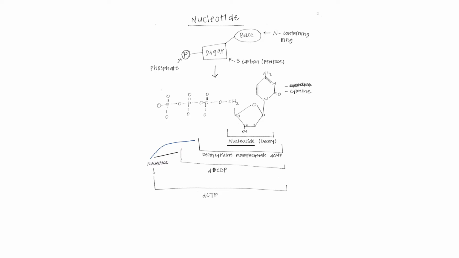So we have deoxycytidine monophosphate, abbreviated as dCMP. Then dCDP for the diphosphate, and dCTP for the triphosphate, and the d stands for the DNA, or deoxy sugar, which we'll see in a second. So that's the kind of nomenclature around the nucleotide. Now let's look at the sugars.